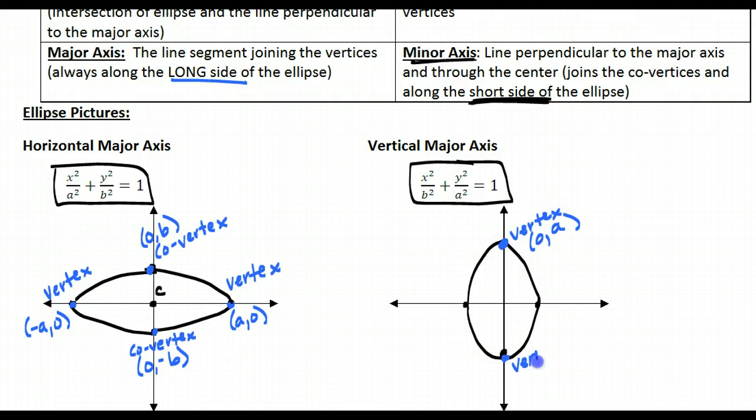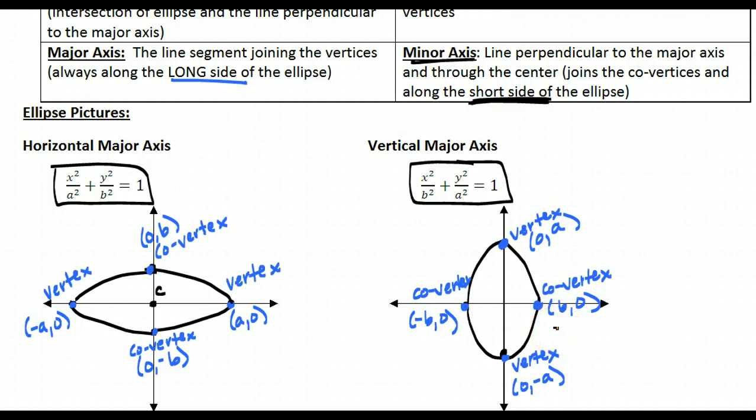And we're going to talk more about how to find those points in a little bit, so you don't have to necessarily have this memorized. So here, these two are the co-vertices. So my co-vertex and my co-vertex. And that is at b, 0 and negative b, 0. So we always use the variable a for the vertex and the variable b for the co-vertex.